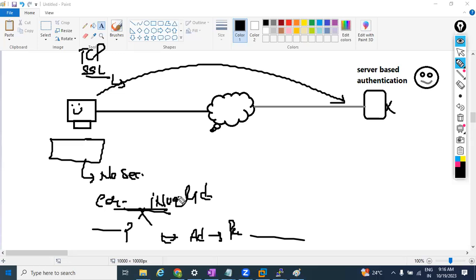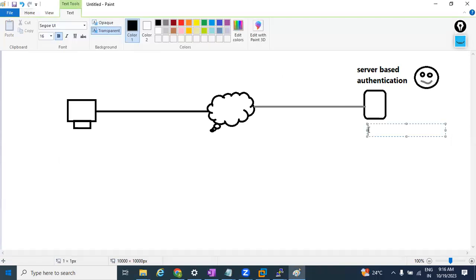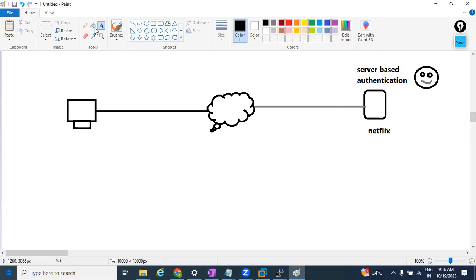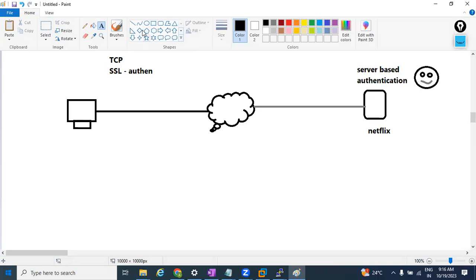Okay. So this is what Netflix. Netflix obviously doesn't want to show this kind of error to their clients. Okay. So what happens is, first of all, there would be TCP, then there would be SSL. And during the SSL process, what would be there? Authentication. That we will discuss during SSL. We are not talking about any SSL here.